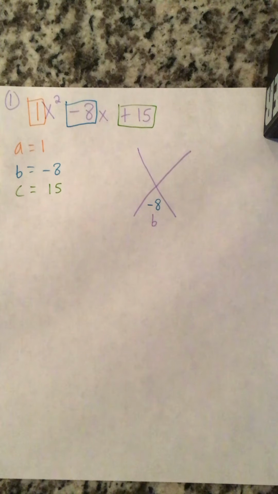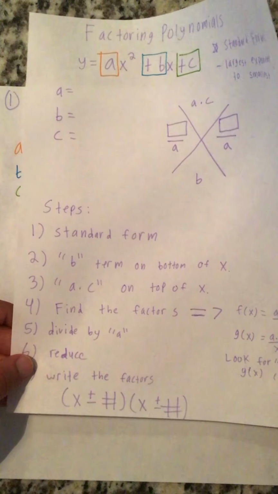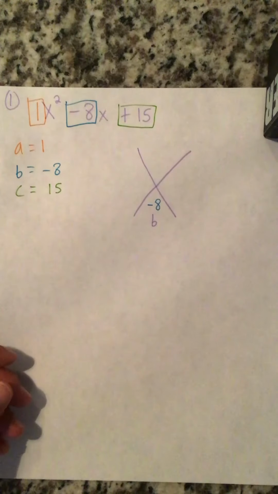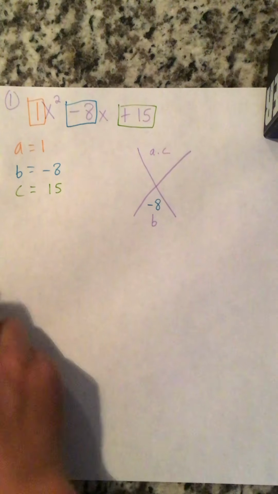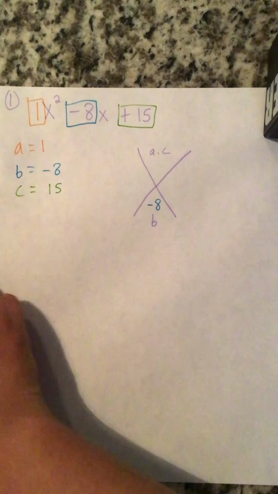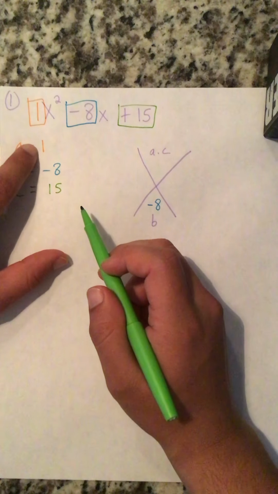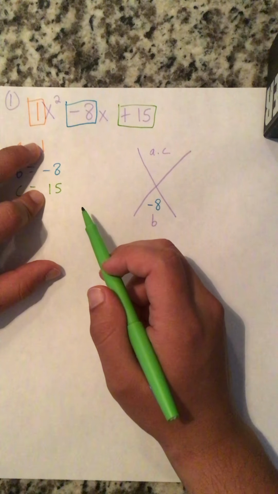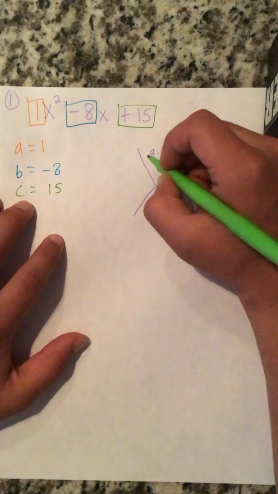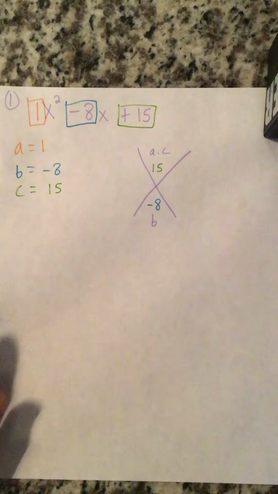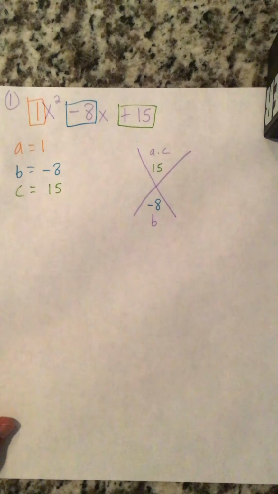Now my next step, a times c goes on top of the x. So I'm going to write a times c, and then I'm going to actually multiply them. So a, which is 1, times 15 gives me 15. 1 times 15 is 15. So a times c is 15.